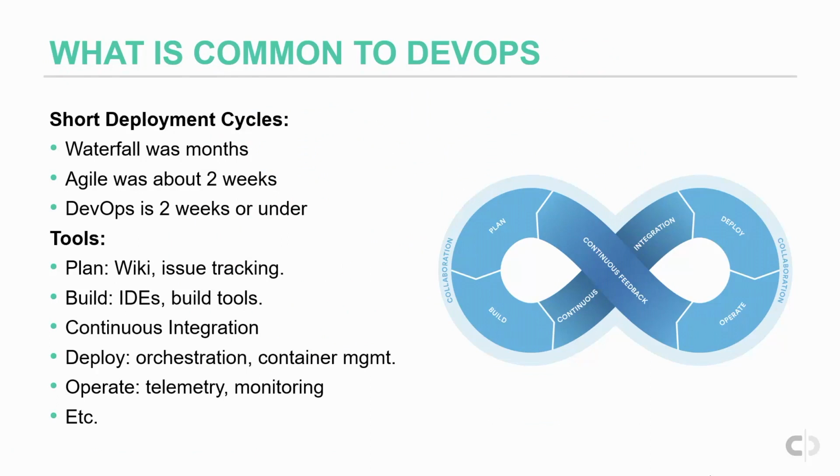In a DevOps cycle, people tend to operate with deployments that are about 2 weeks or under. Some teams deploy multiple times per day, some teams deploy every week, some teams deploy every 2 weeks, but the key is that it's a tight cycle. And then there's always a lot of tools that are common: wikis, integrated development environments, automated build tools, continuous integration, and then continuous deployment through things like orchestration and container management so that things can be continually pushed out into production where customers can see them.